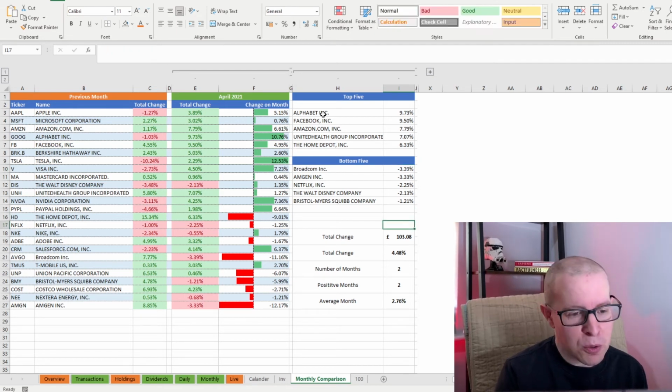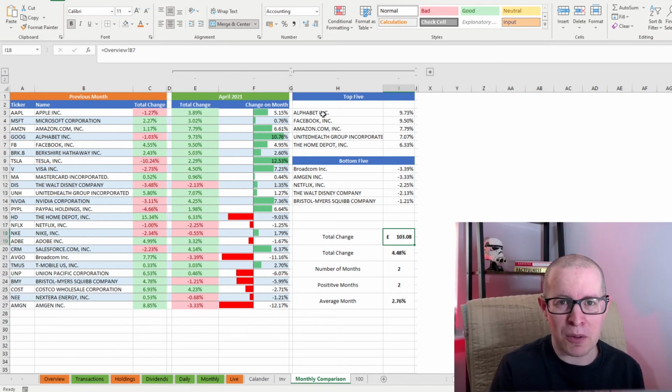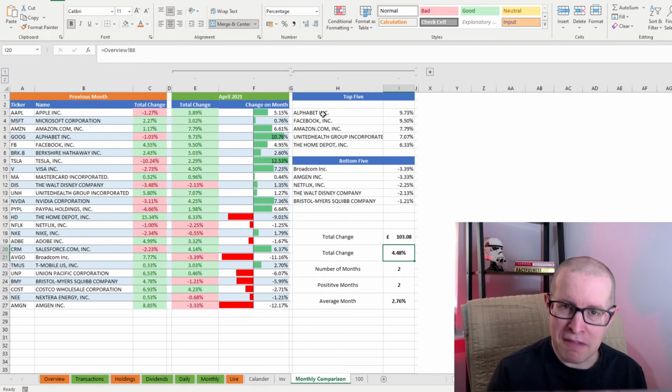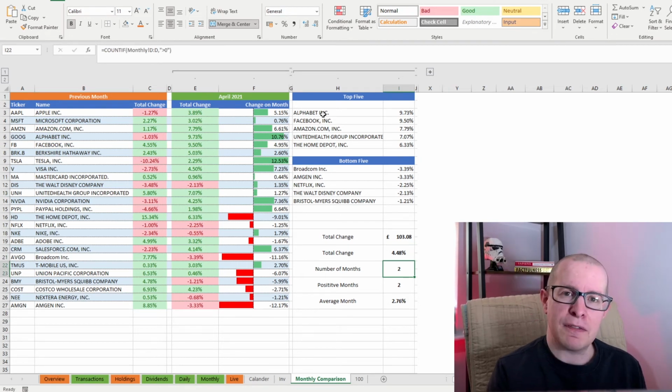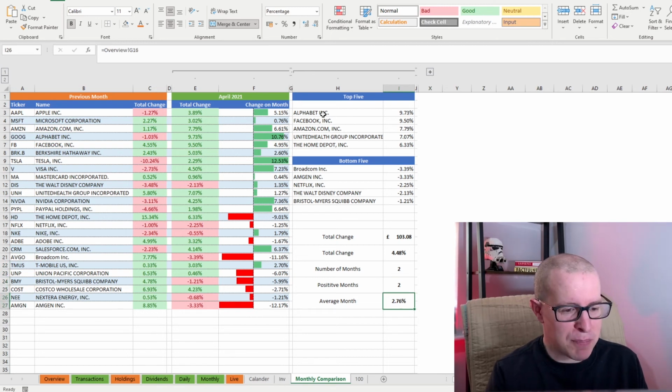And then we have total changes for my portfolio. So far, I am up £103 in just 2 months, which is 4.48%. Very nice. My portfolio has been active for 2 months. 2 of those months have been positive months. And the average change per month is 2.76%.